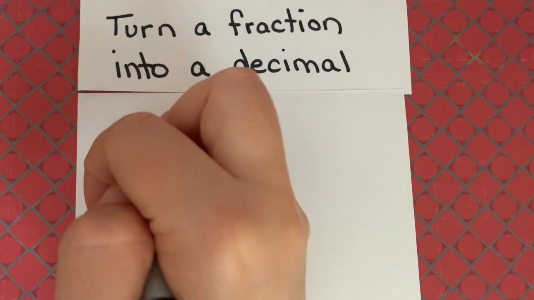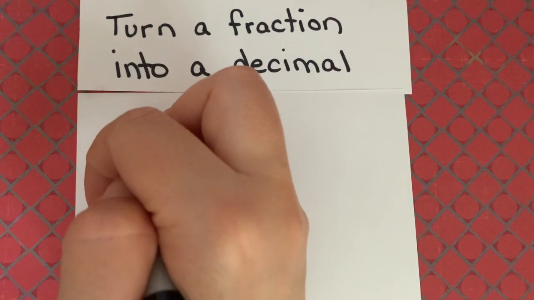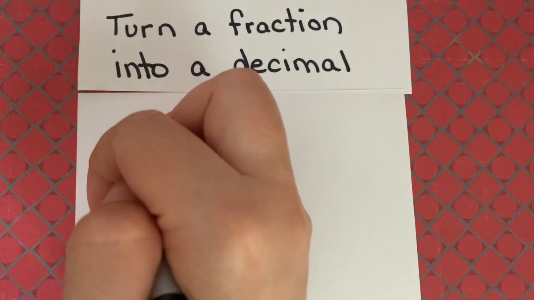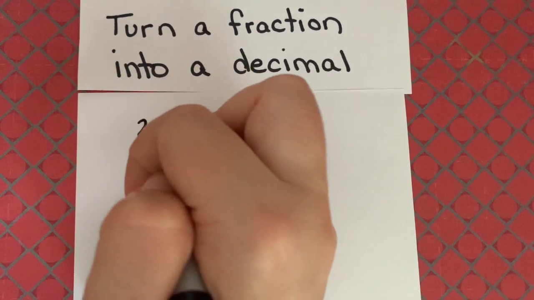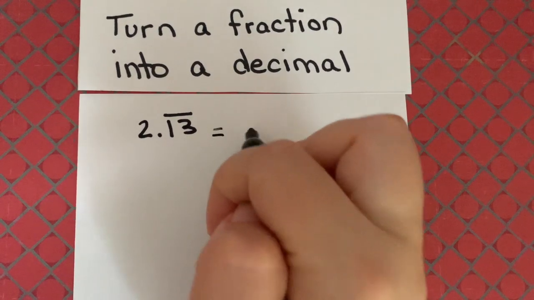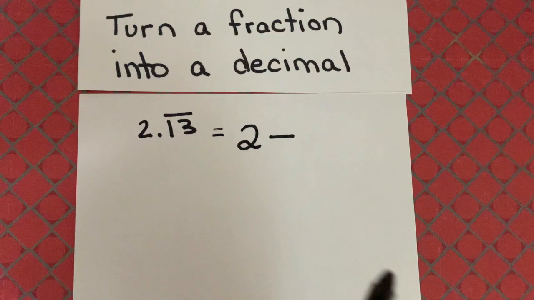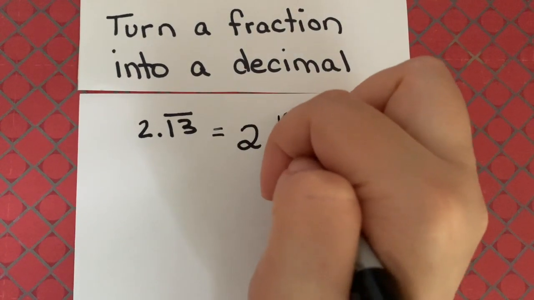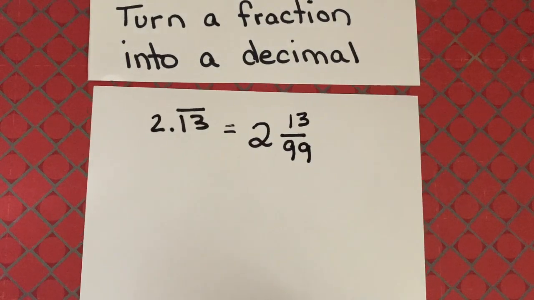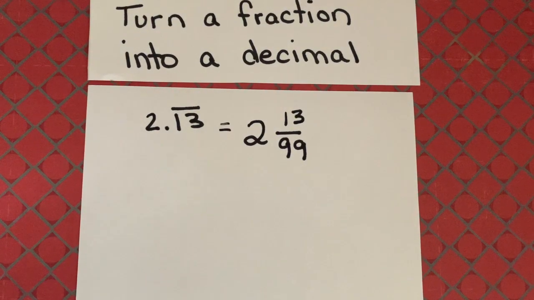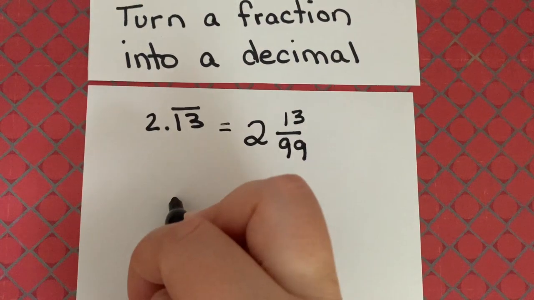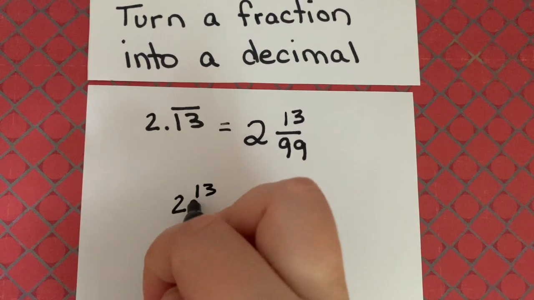Sometimes you will get decimals that are repeating where there is a number that's part of it that's not decimal. So, for example, 2.13, where the 1 and 3 are repeating. All you need to do on that is leave that 2 out front of your fraction and write it as 13 over 99. And sometimes the answer will be in an improper fraction. So remember to turn that into an improper fraction.